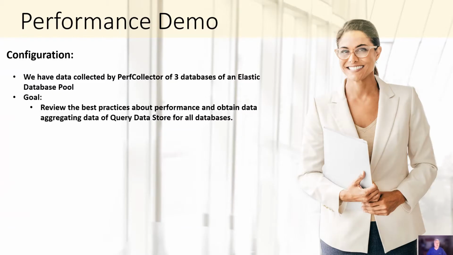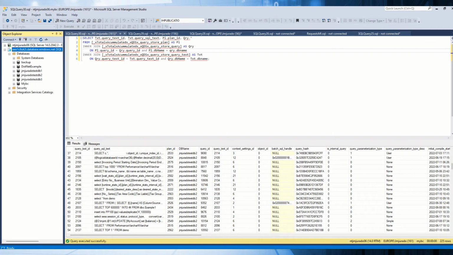So the idea is the following. I'm going to run a PerfCollector right now for 3 databases that I have in my Elastic pool. Okay. And what is my goal? My goal is to review the best practices for performance and obtain the data in an aggregated way, okay, of query data store. Well, let's get started with the demo.